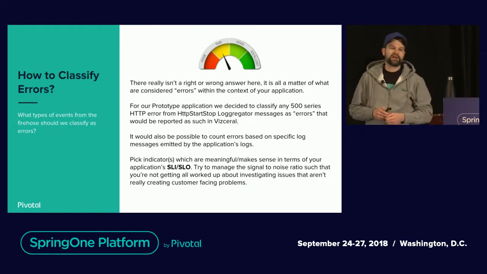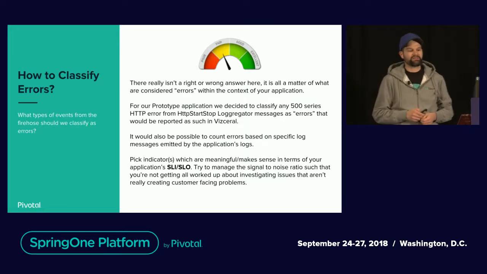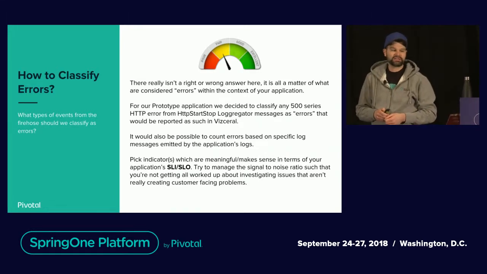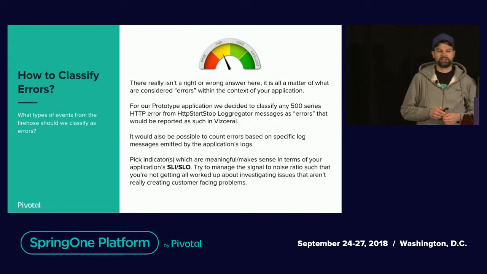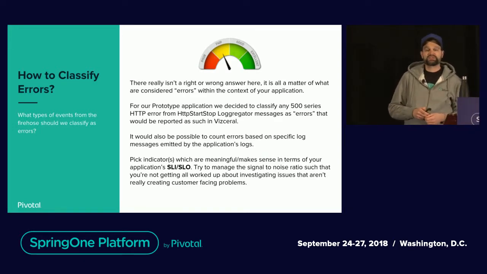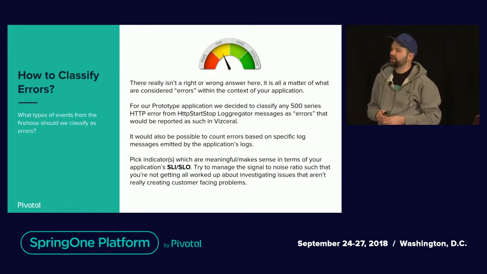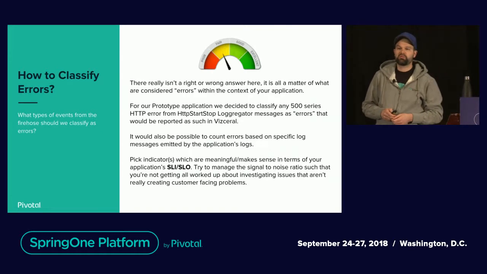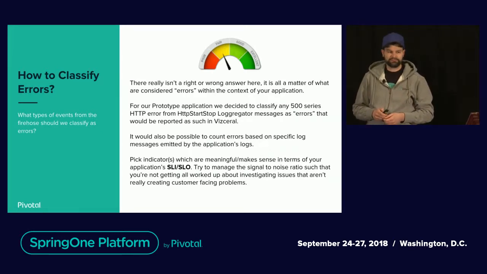How to classify errors. This is really the most important part of the process, determining what to classify as errors. And I want to stress that there is no right or wrong answer here. It's all a matter of what is most correct in the context of your application. For the purposes of this prototype, we decided to classify any 500 series HTTP error from the routers as an error. But I'm going to suggest that in a more real-life production scenario, that's probably a bit of overkill.